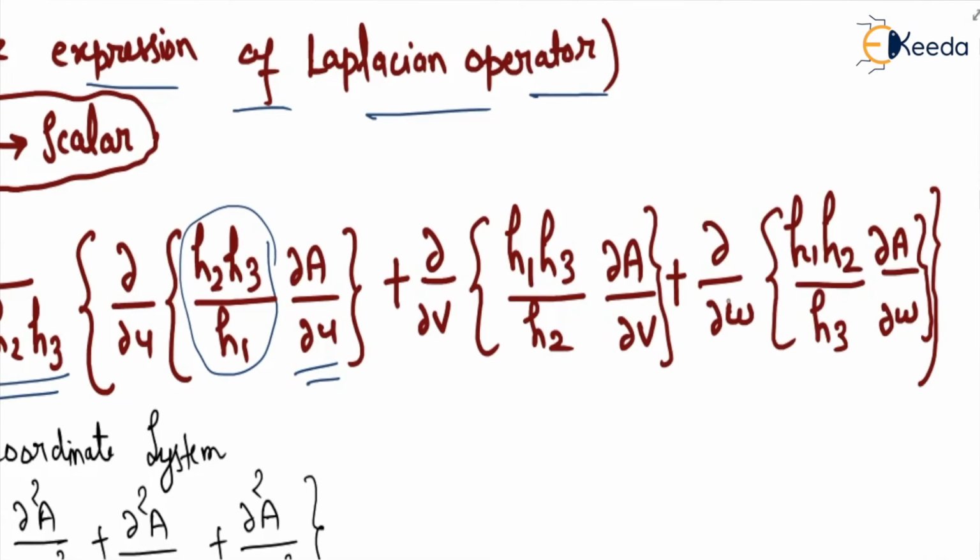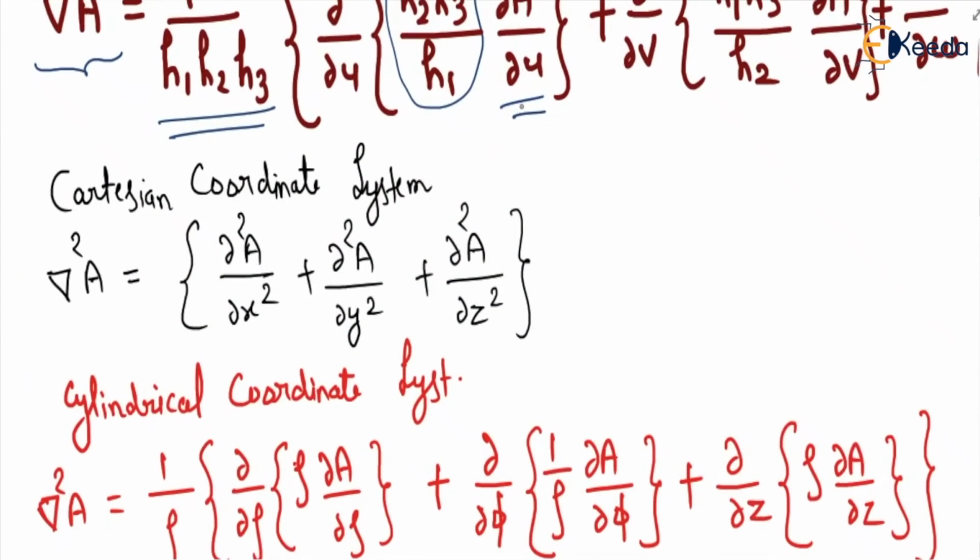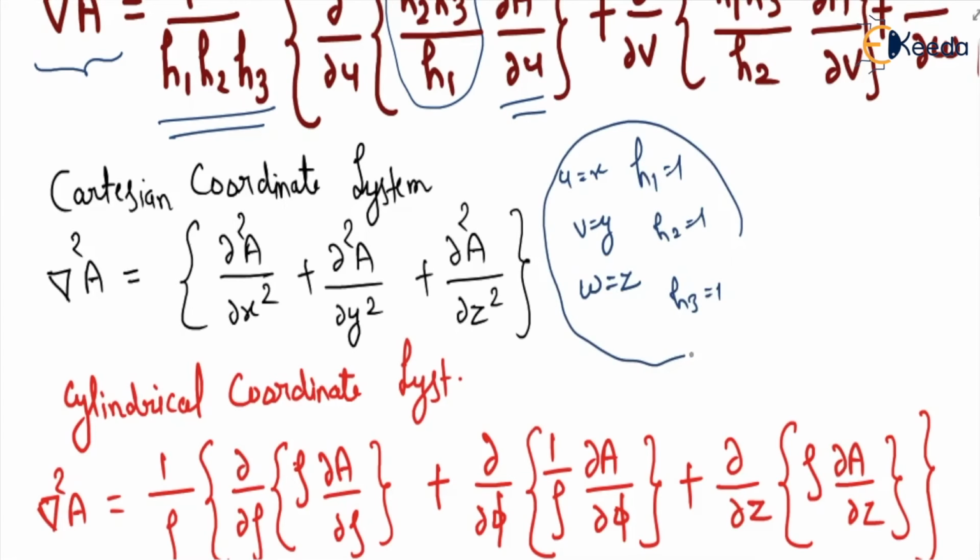That table of h1 h2 h3 we have already seen. For the Cartesian coordinate system, h1 h2 h3 are 1, 1, 1, and u is equal to x, v is equal to y, and w is equal to z. When we put all the values, we get del square A over del x square, plus del square A over del y square, plus del square A over del z square. So this is the answer in the Cartesian coordinate system.